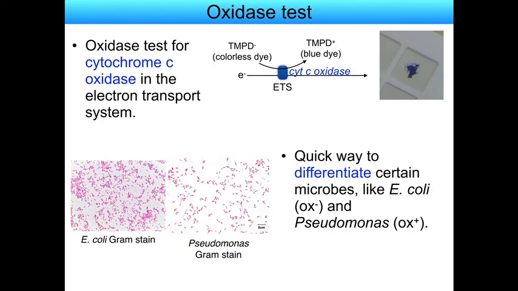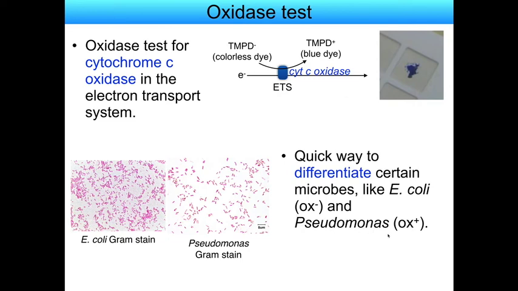Another important test that you'll be doing in the lab is the oxidase test, and this tests for cytochrome C oxidase in the electron transport chain. In this test, cytochrome C oxidase rips off electrons from a colorless dye known as TMPD. But the oxidized form of this dye turns blue. What you'll do is remove cells from a plate and scratch it onto this grid here and wait 20 seconds. If it turns blue within 20 seconds, it means it's oxidase positive. This is a very quick way to differentiate certain microbes like E.